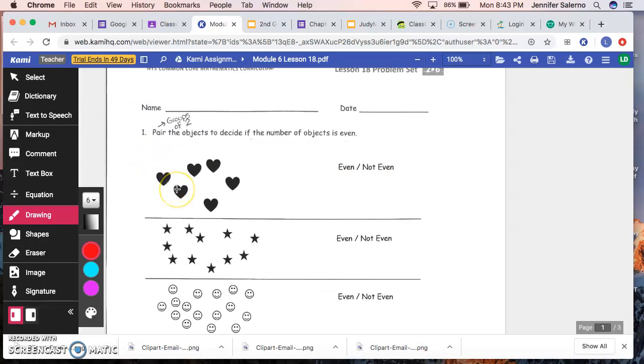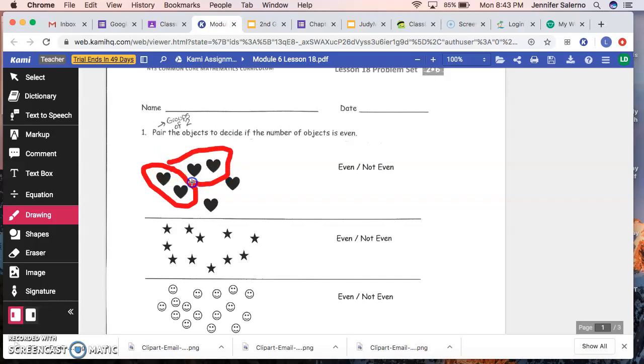So the very first thing they want us to do, obviously now, is they want us to circle pairs in the pictures that they're showing us. So you could just use your drawing tool, and they just want us to circle the pairs. So here's a pair, here's a pair, and here's a pair. So now when I look at this, I have to decide, is this even or is this not even? Well, when I look at this, I have nothing that's left by itself. So in this case, this would be even.